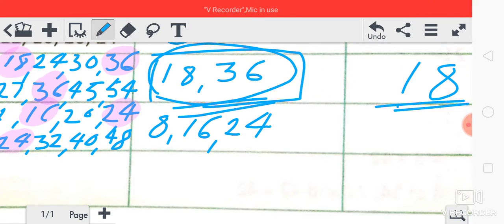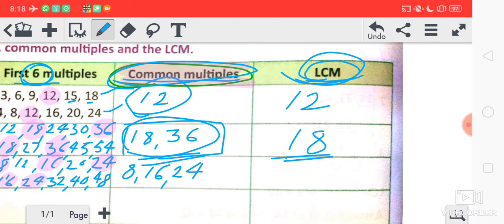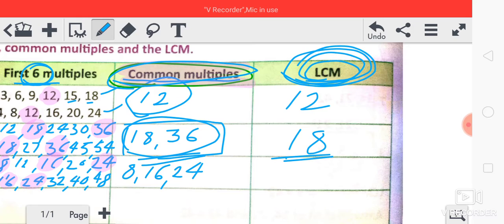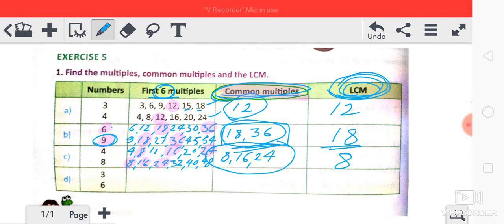Okay, now these are the common multiples. Now among these common multiples, which one is the lowest common multiple? LCM. L for lowest, C for common, and M for multiples. So among the common multiples, which one is the lowest? 8 is the lowest, so we'll write here 8. Okay, so this way you can write.